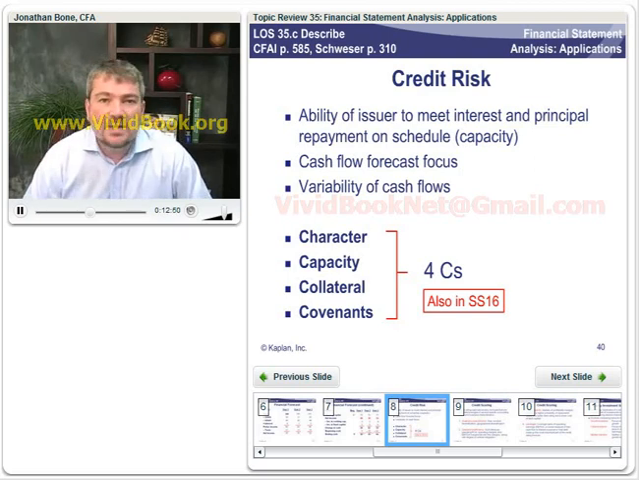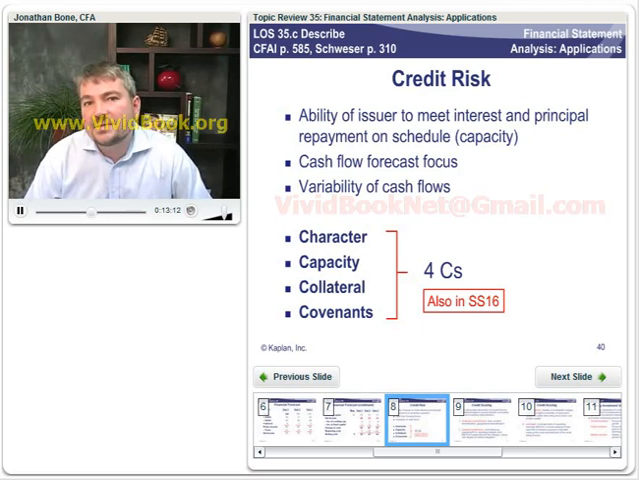Character, which is the track record of the company, the qualifications of the people that are running the company, the internal controls, succession planning, etc. Capacity is where we're interested in financial statement analysis, because capacity is looking at your ability to meet the interest and principal payments as they fall due. So that's where our ratio analysis is going to kick in.